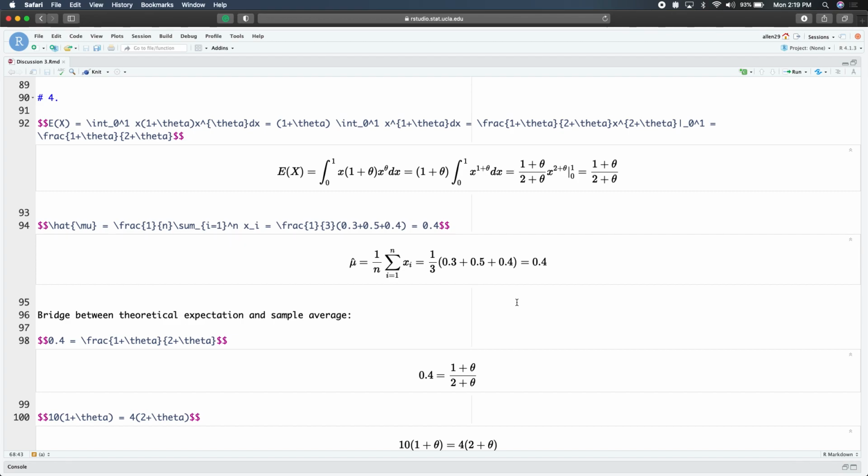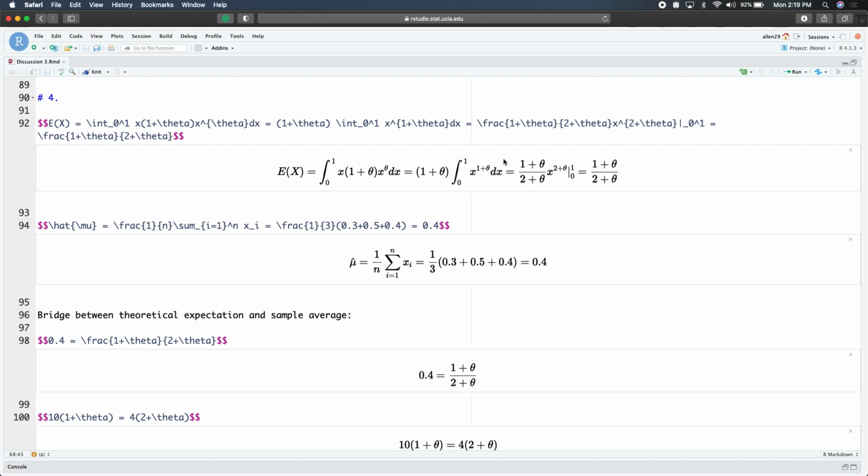Okay, part 4. Question 4. So I think this question is asking for method of moment to find the estimate for the PDF. So we have the PDF. The support is ranging from 0 to 1. We also have a restriction on the parameter space, that theta is greater than -1 in the question.